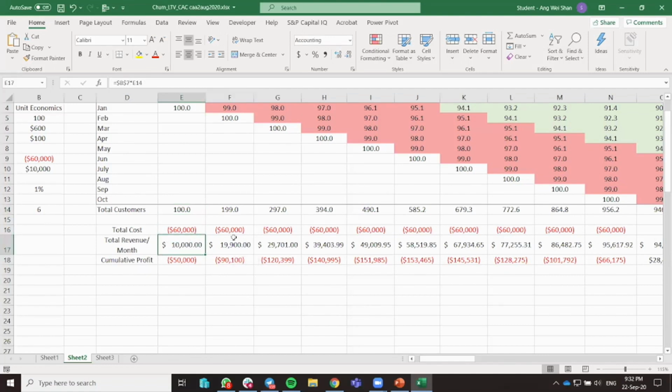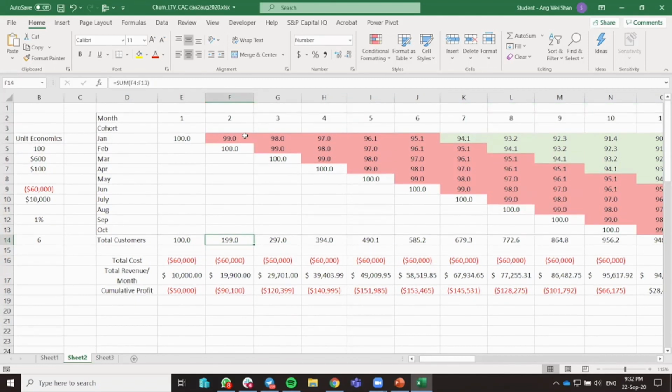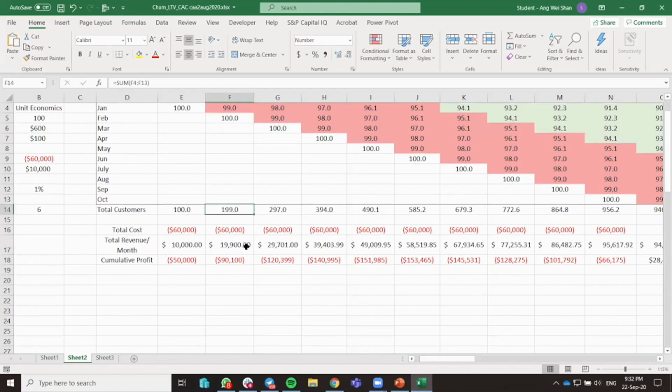Month 2, what I do here is I actually have 199 customers. So how do I get 199? Because in the cohort of January, now I have 99 customers because of 1% churn, and on top of that, I have a total of 100 new customers coming in. So in total, I have 199 customers. And how do I get 19,900? I take 199 customers multiplied by 100. That's how I get 19,900.